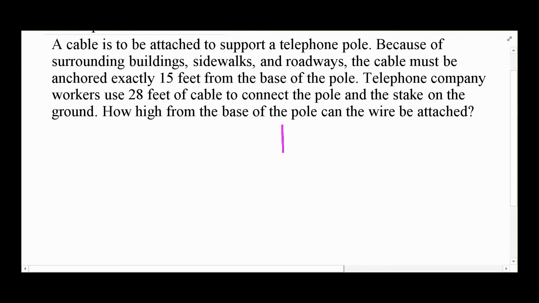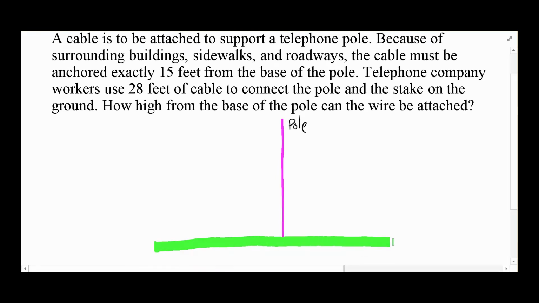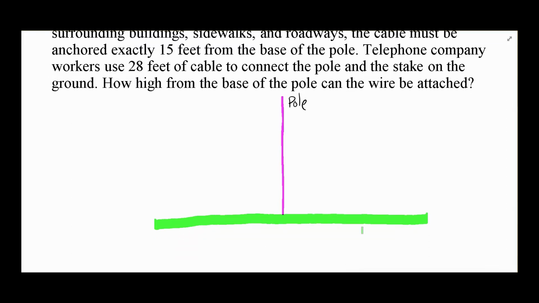So in this picture, we have a pole. I'm going to label it as such. We also have the ground. I'm going to label it as such. Let me erase that little mark that I made down there. Now, we also have the wire. So this is the picture of what's going on.